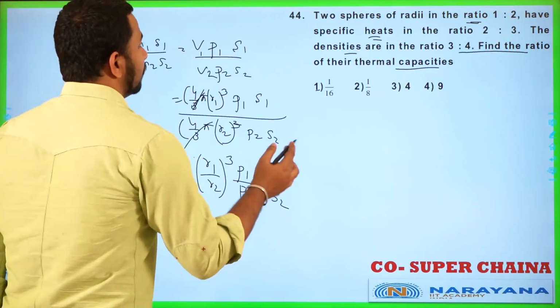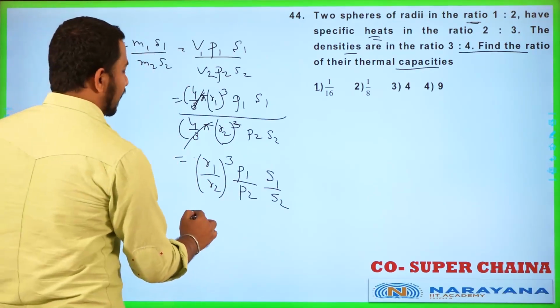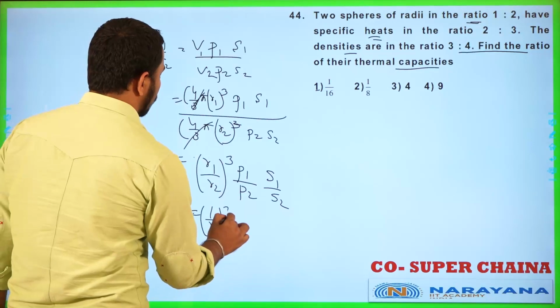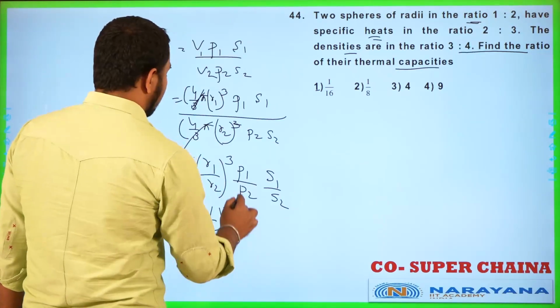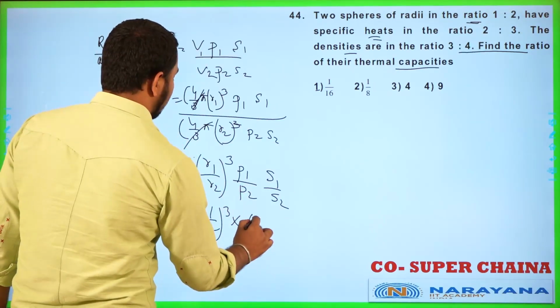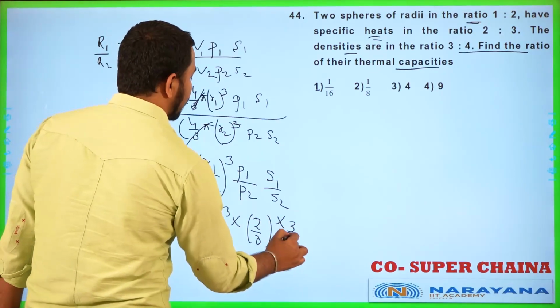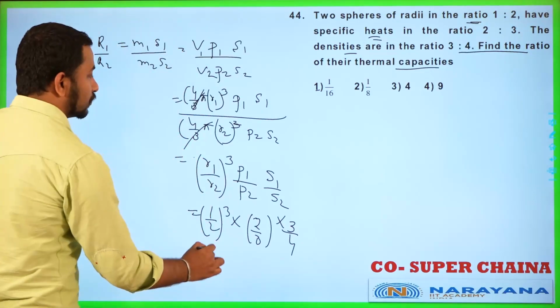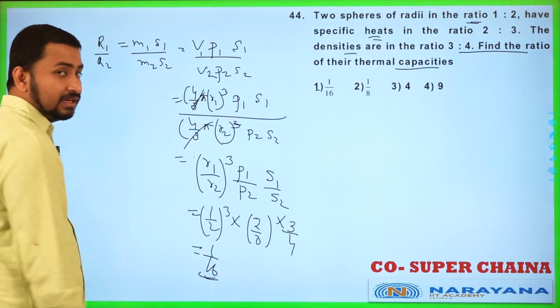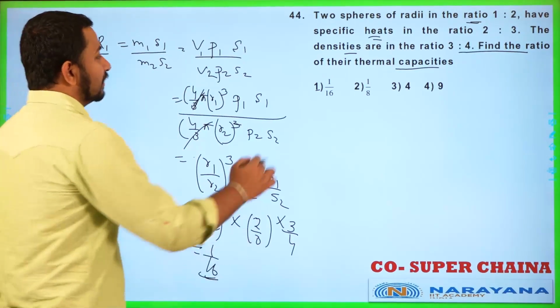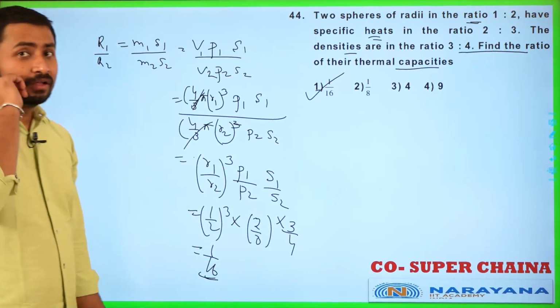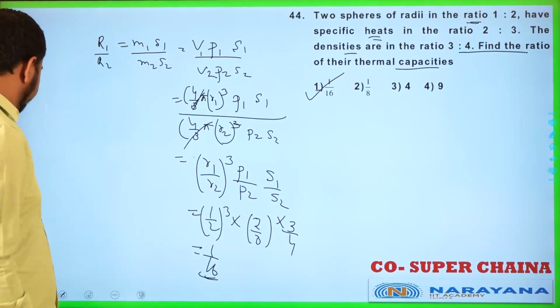Now we just substitute the values here. Radii are in the ratio 1:2, whole cube. The specific heats are in the ratio 2 by 3, and densities are in the ratio 3 by 4. So just substitute and solve, you will get the answer as 1 by 16, and that will be the answer of this question, students, right? So let's move to the next question.